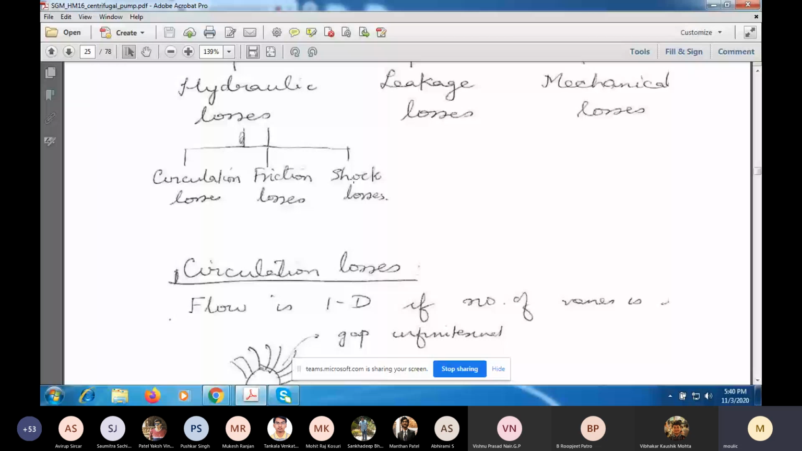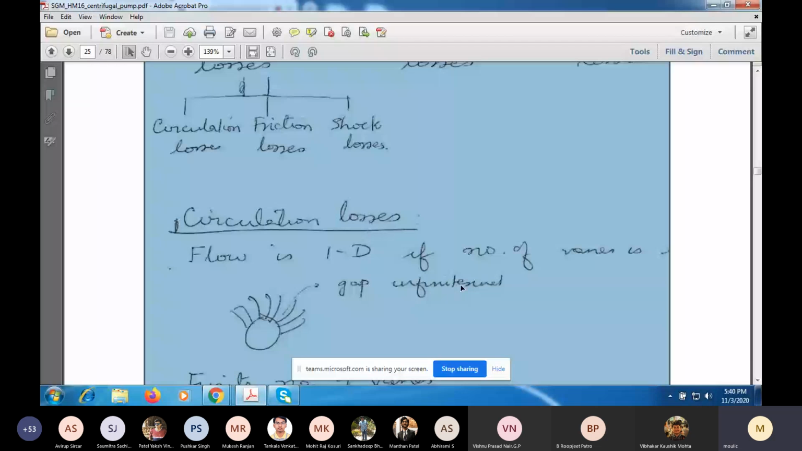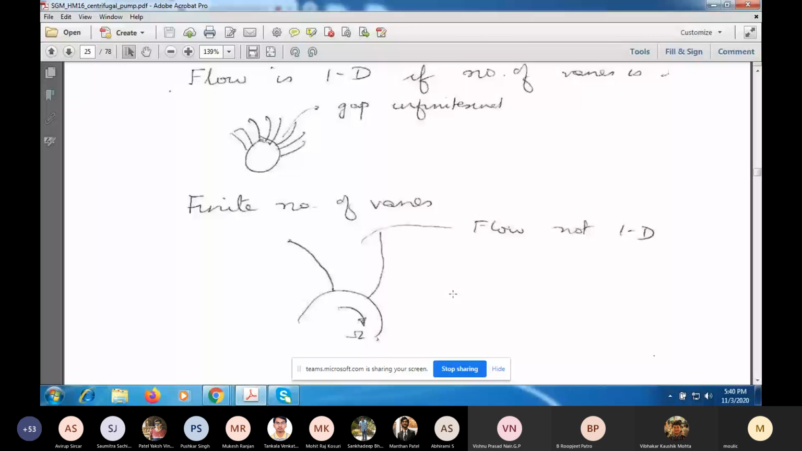Now this shock, in the context of turbo machinery, is not the same as shock in the context of a compressible flow. Now let us look at what we call circulation losses. We are assuming the flow to be one-dimensional. This is true if you have an infinite number of vanes, so that the gap between the adjacent vanes is infinitesimally small. But in reality, you will have a finite number of vanes, and if this is one impeller and this is another adjacent impeller, you have a space in between where the flow may not be one-dimensional.